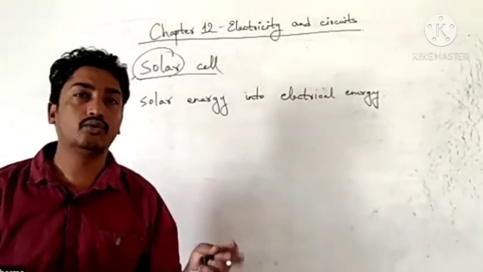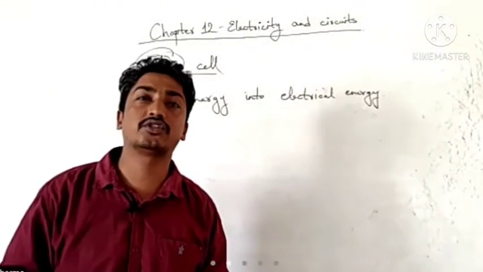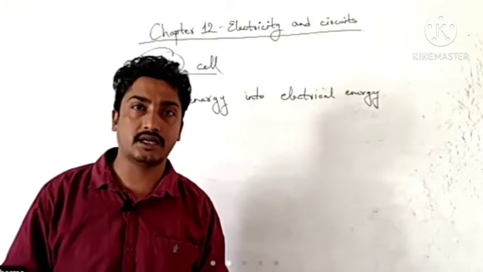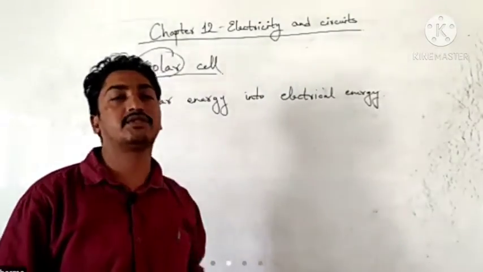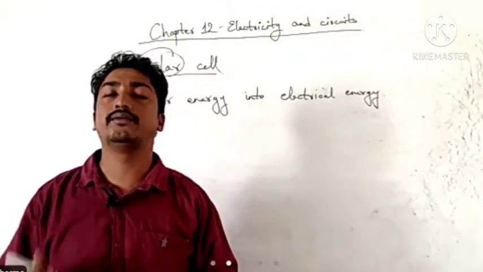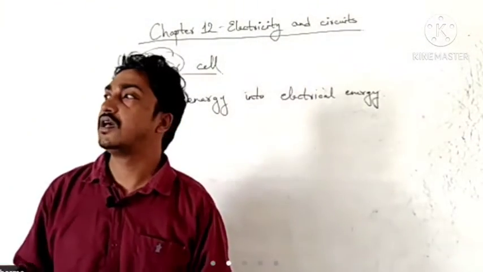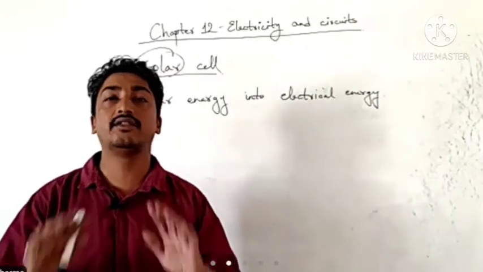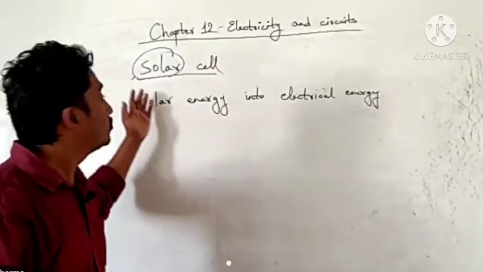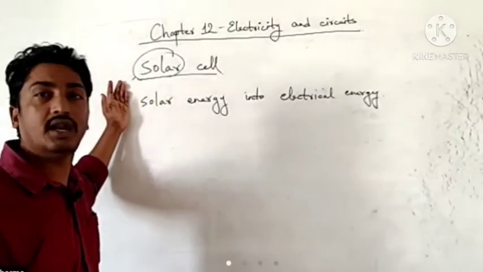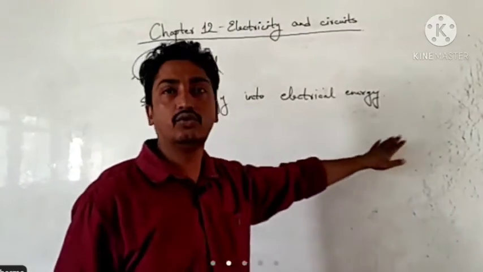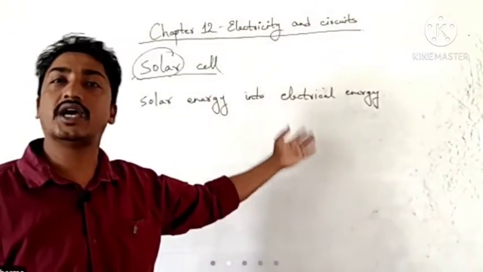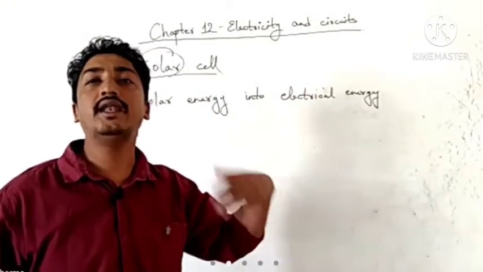As we know, the ultimate source of heat and light is the sun. Plants prepare their food with the help of the sun only, in the process of photosynthesis. Then we get energy and warmth due to the sun only, that means solar energy. So in a solar cell, solar energy is converted into electrical energy, and that electrical energy we can use.